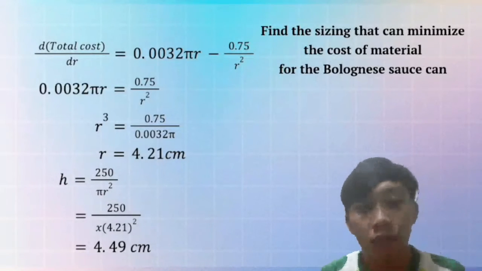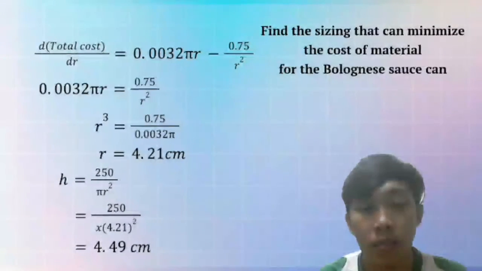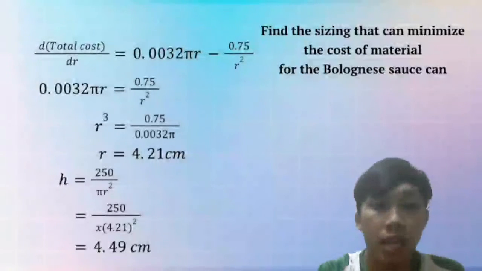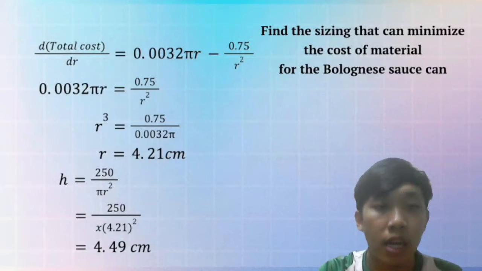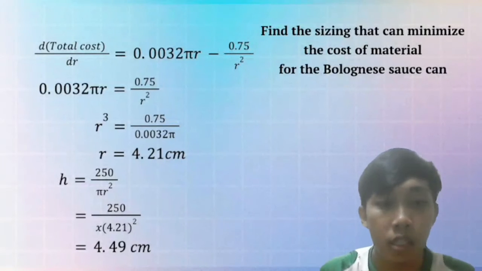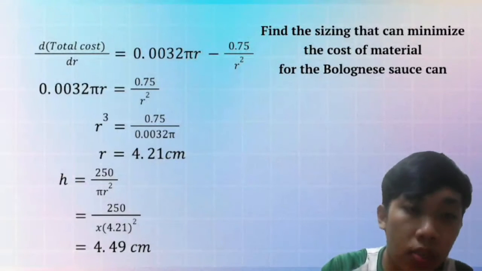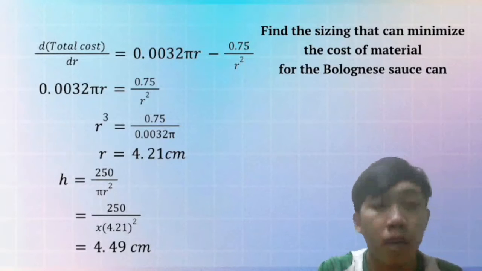Then the answer for r is 4.21 cm. R for radius. That is the sizing that can minimize the cost of material for the Bolognese sauce. Then the height equation is equal to 250 over pi r squared.